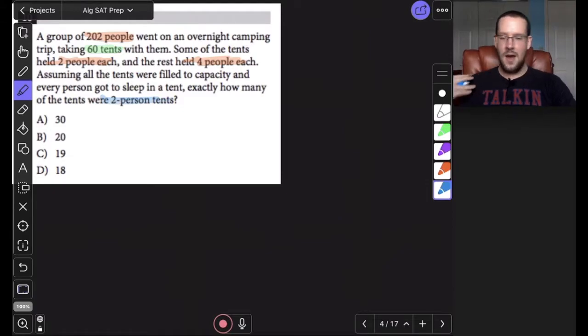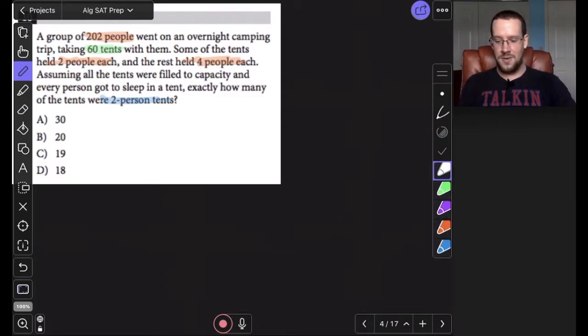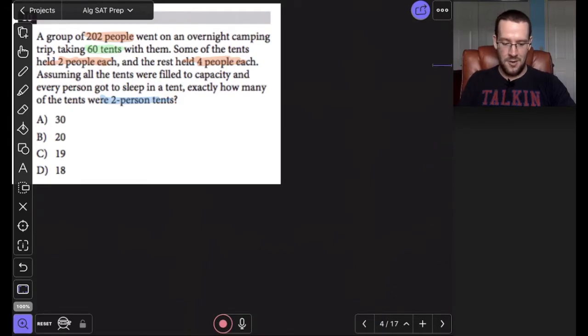Okay, so right away, I'm thinking of systems of equations, and I'm going to set this up as systems of equations first, but also, for some of you who are number savvy, you don't have to set up anything. You can get this just by thinking through this. But I'm going to fall back on algebra because, again, this is an algebra review.